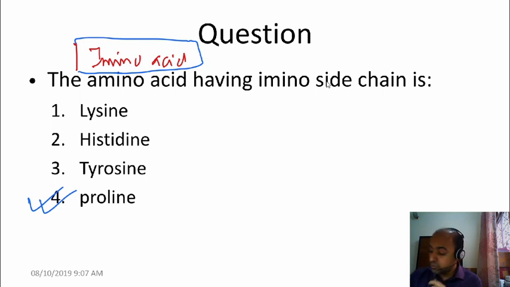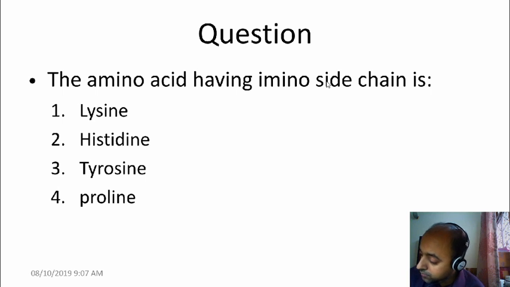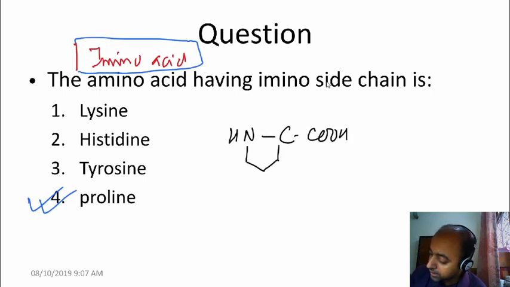If you care to look at the structure, it is something like this. So this is the imino group, and you can see why imino group, because we only have the NH. We don't have the NH2. So we call it the imino group, and the molecule is known as the imino acid.